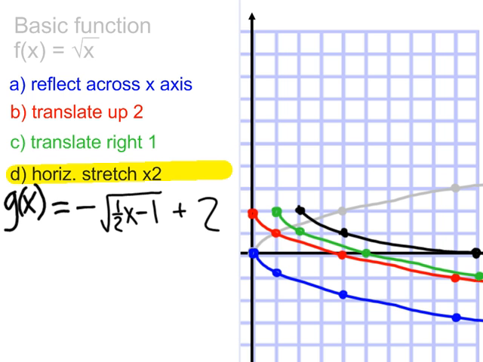I forgot to move the highlight. We've done our horizontal stretch by 2 now. And so this is our final transform function that includes all 4 of those transformations. The final graph that we are left with is the black graph over here.